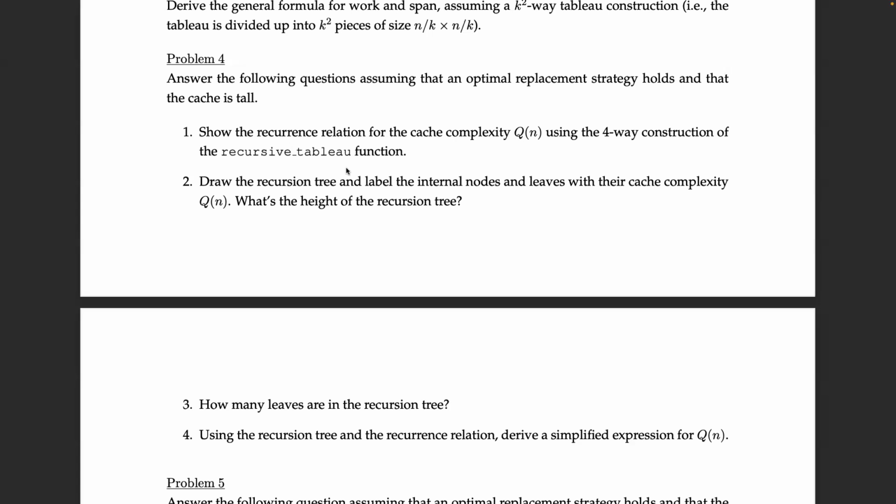So we start with the recurrence. Usually when we do cache analysis, there are two cases: when the problem does not fit in the cache and when the problem does fit in the cache. So we can start from the base case. For the recursive construction, there are 4 subproblems. So Q of n equals 4 times Q of something. And what is that something?